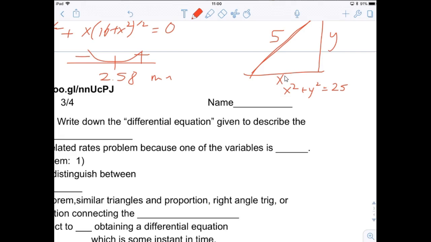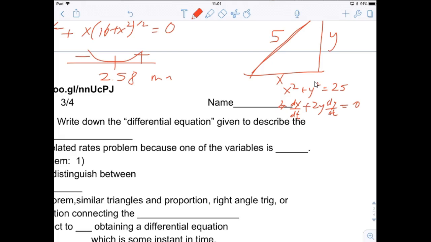which is time, right? Because if we wanted to figure out how fast it's sliding down, that would be the change in y with respect to time, right? So let's take an implicit derivative of this function with two variables, x and y, with respect to t. And that would give us 2x dx/dt plus 2y dy/dt equals 0, because the derivative of 25 with respect to anything is 0.